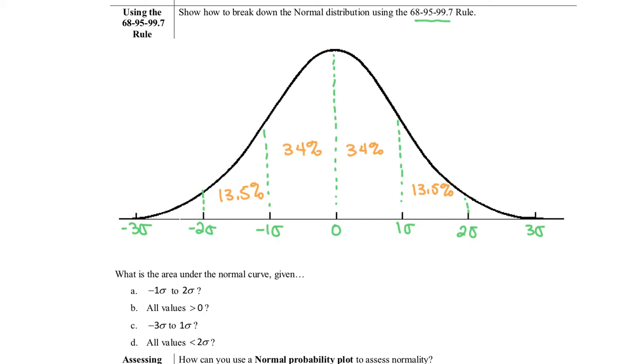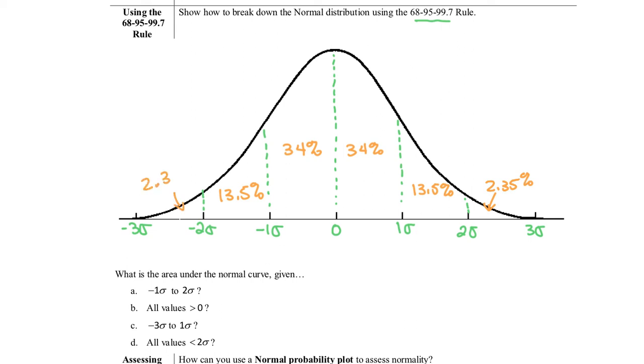To find the next area in here, I'm going to use the same kind of idea. I'm going to take 99.7, subtract 95 from it. That would be this little bit of area on both sides, but then I need to divide by 2 to get each side. And that gives me 2.35% in these little tiny bits here.